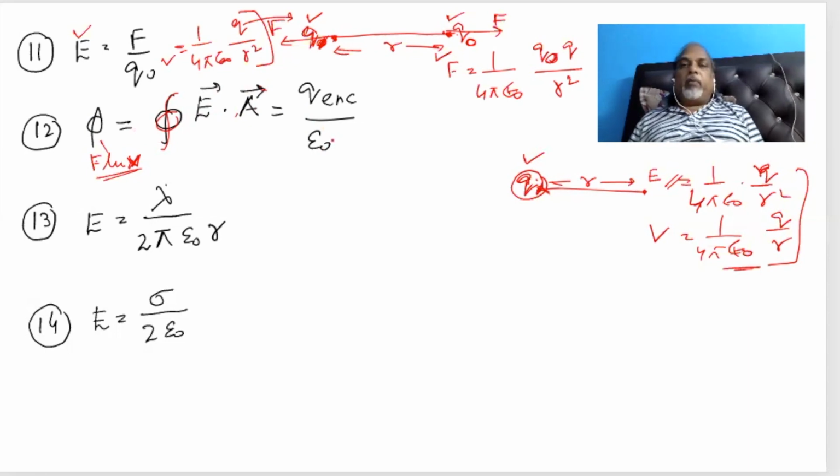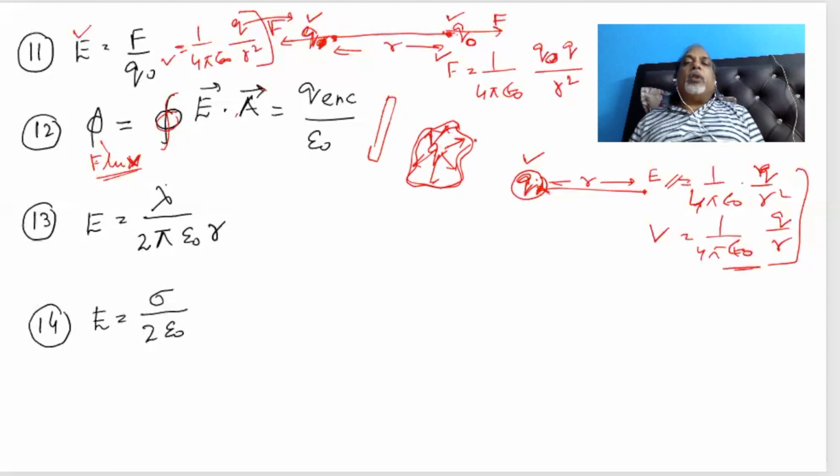We had discussed this at length in our Gauss lecture. If you have a Gaussian surface and a charge Q enclosed, and A is the area of the Gaussian surface, then the electric field will be going through this Gaussian surface.